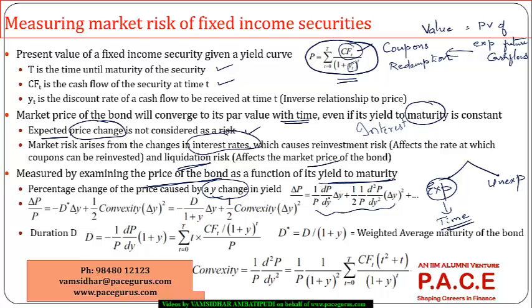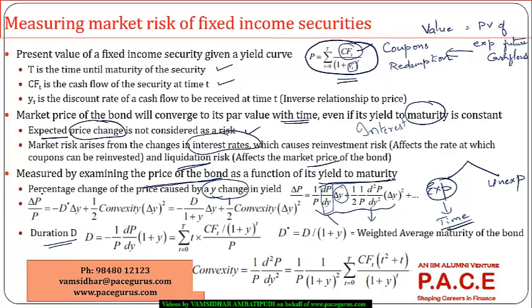So dP/dy times delta y. Let's say the interest rate change is delta y. We are looking at the sensitivity of the price with respect to the interest rate, so we are looking at the first order, the second order, and so on. The first order, dP/dy, the rate of change in the price for a change in the yield, is what we call the duration. So duration talks about the percentage change in the price caused by a change in the yield.